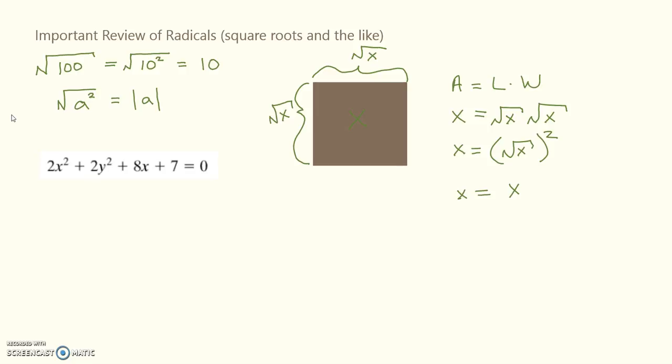For example, we can subtract 7 from both sides. We can add and subtract however we want to, as long as we do it to both sides. Addition and subtraction works just great. So we end up with 2x squared plus 2y squared plus 8x equals -7. That's all well and good.